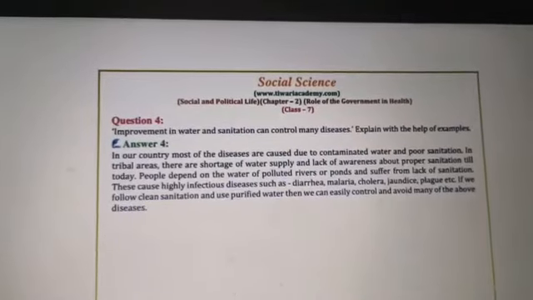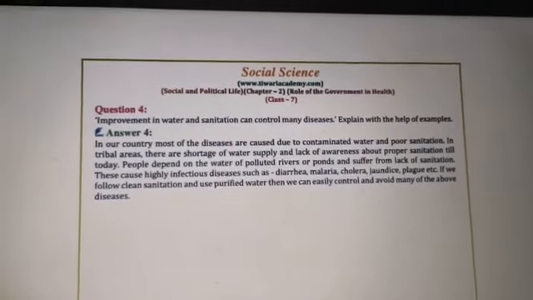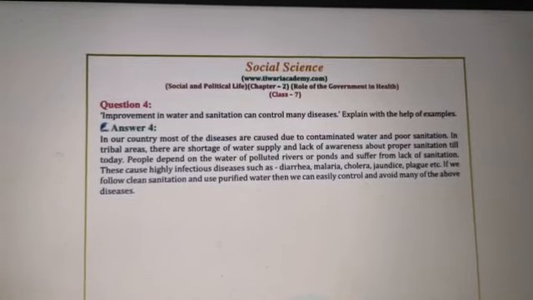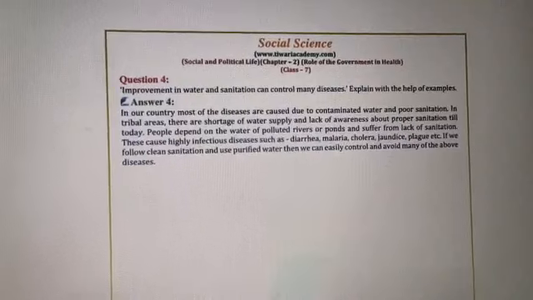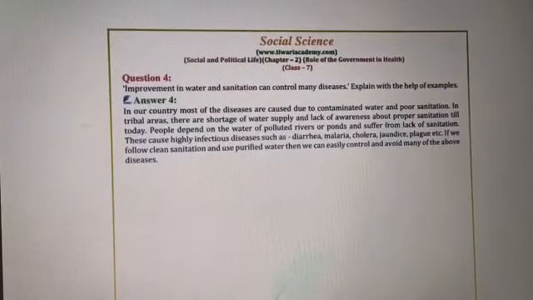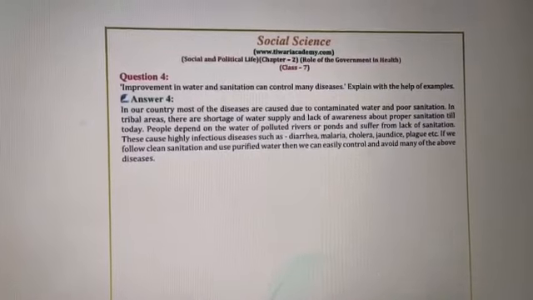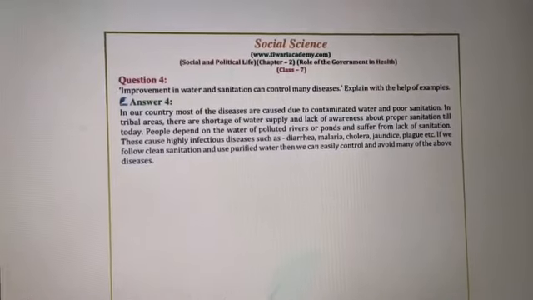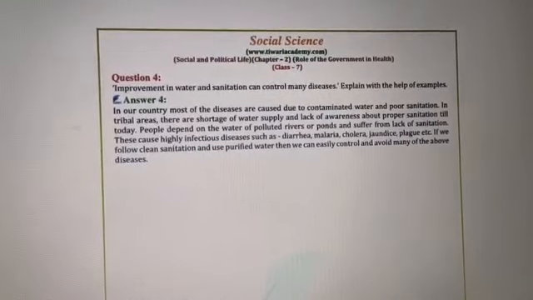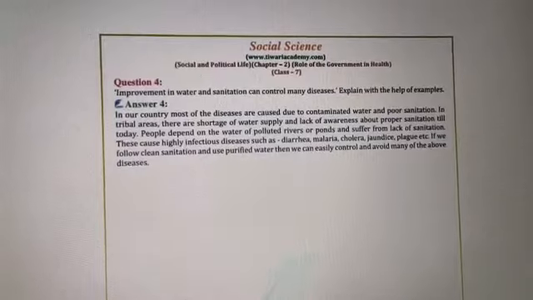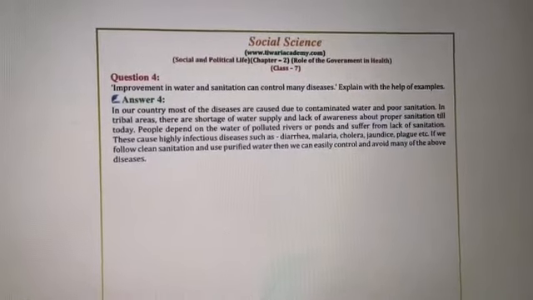Next question is, improvement in water and sanitation can control many diseases. Explain with the help of examples. So what does it mean? If the water is impure and there is less sanitation in the areas, or the areas are not properly cleaned, many diseases will spread there. Improvement in water and sanitation is very important to control many diseases, because due to this we get a lot of diseases.